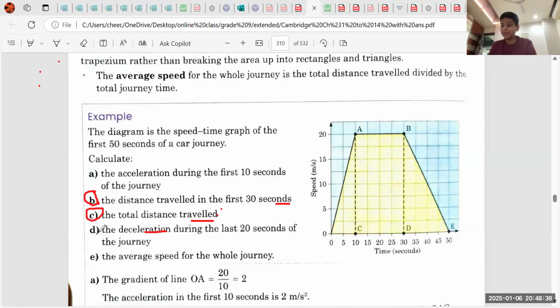Okay, D part. The D part I am doing. The D part is -1 meters per second squared. Since we have written deceleration, acceleration is -1. Deceleration is 1. Understood? Okay, sir.